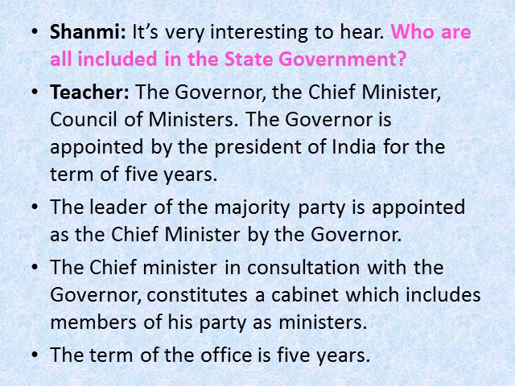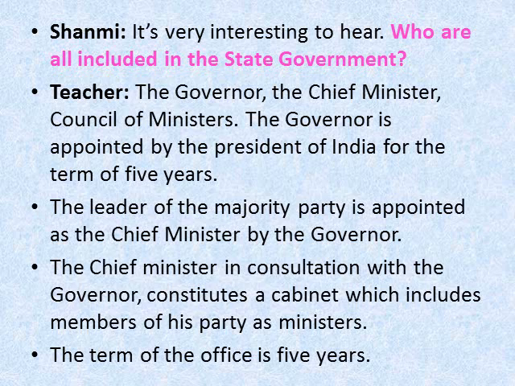So dear children, you have the state government. State government consists of the governor who is appointed by the president and his term is 5 years. And you have the chief minister who is the leader of the majority party and he is appointed by the governor. And the chief minister, in consultation with the governor, will constitute a cabinet. A cabinet is a group of ministers which includes members of his party as ministers. And the term of the office of that is 5 years.